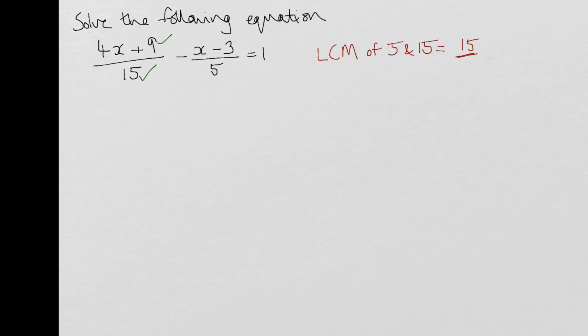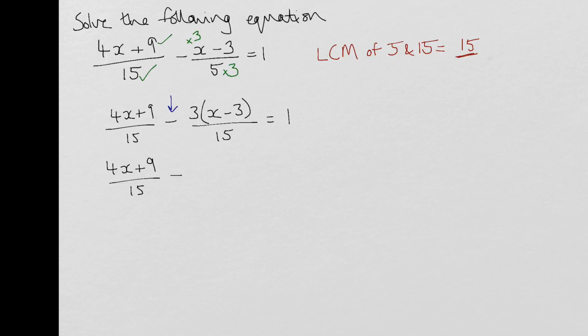Looking to the second fraction, I need to get 5 to be equivalent to 15. So for that, I'm going to need to multiply it by 3. And that means also multiplying the numerator by 3. So I will have 4x plus 9 over 15, subtract 3 times x minus 3 over 15. We can't take everything away just yet because, like I've said before, we need to be really cautious about this negative here. And that's equal to 1. So I've got 4x plus 9 over 15 minus 3x minus 9 over 15 is equal to 1.